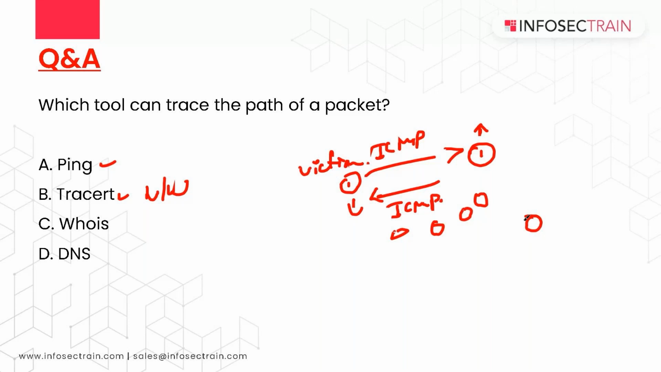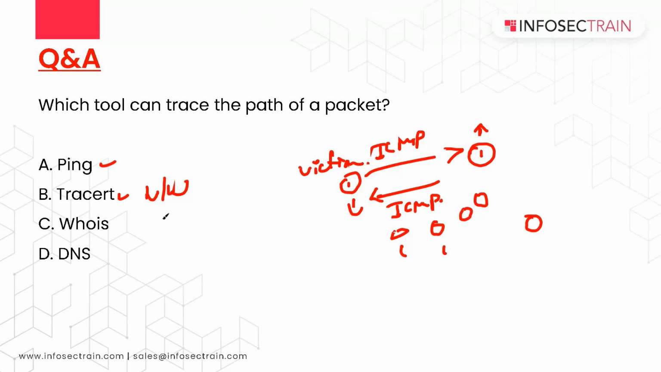So tracert is the tool which gives us the information about all these hops, along with the round trip time. In simple terms, the tracert tool creates a map for us of the path our packet is going to take.